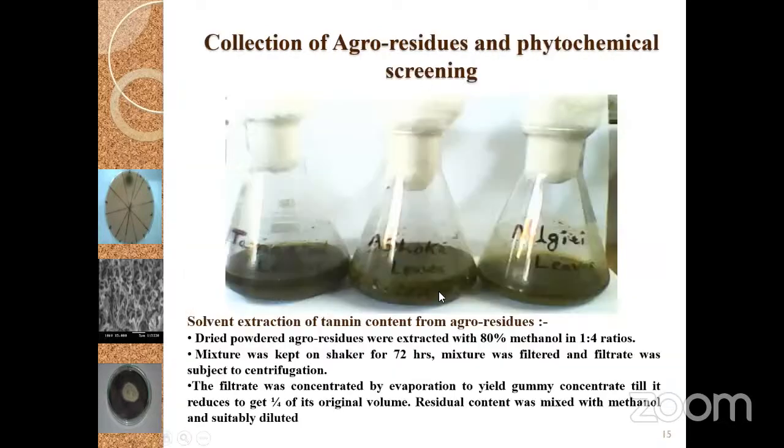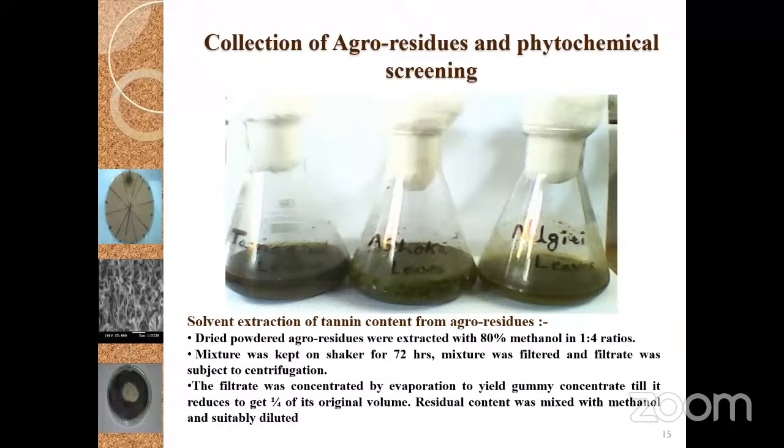Then after isolation of the organism, which are efficient tannase producers, we turn to the collection of the agro residues and their phytochemical screening. Different types of agro residues were used, and phytochemical screening was carried out. Solvent extraction was carried out for measuring the tannin content of these different agro residues.